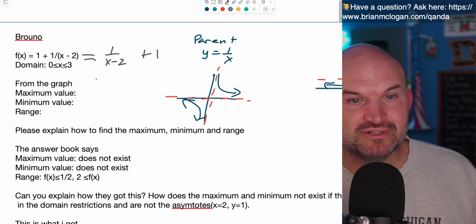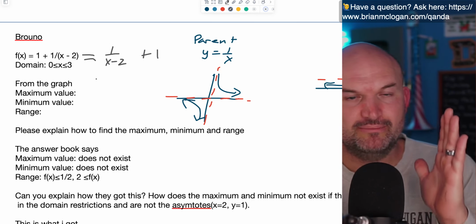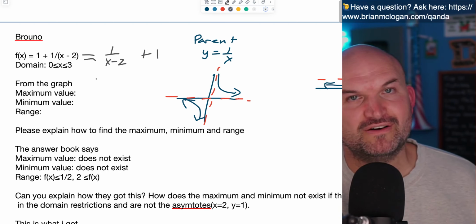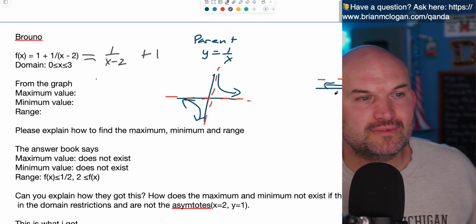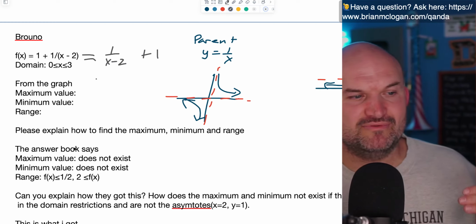Yeah, you have these values, but that's not the highest point on the graph. The highest point on the graph between 0 and 3 keeps on going up and up, and going far, far down, down, down. So that's why that's not working in that case. So that's why there's no maximum value.